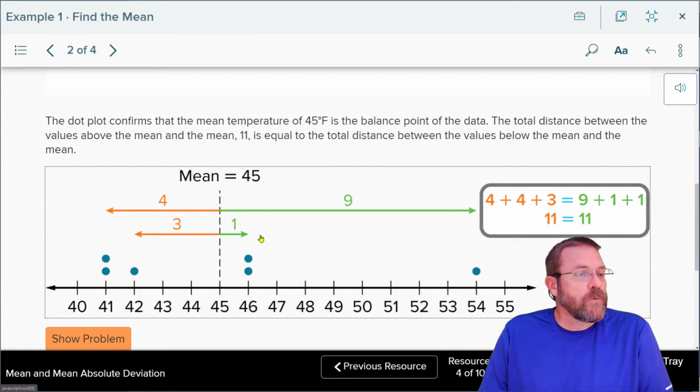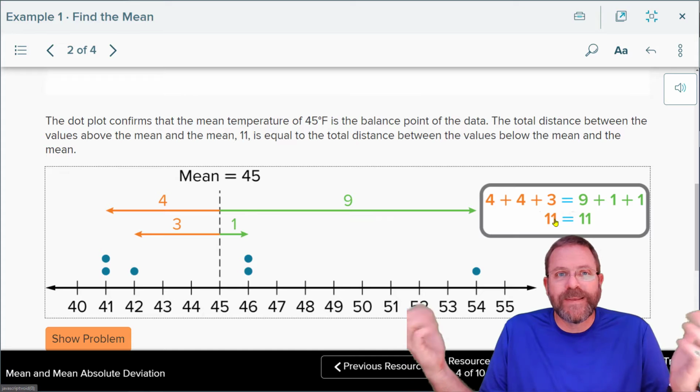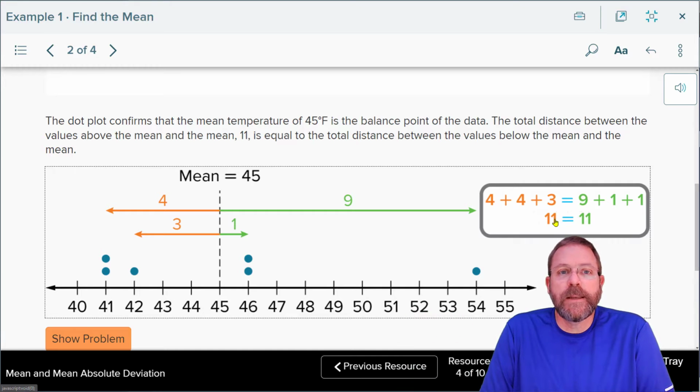And then on the other side, you have 2 points that are 1 point away from the mean, and 1 point that is 9 spaces away from the mean, and that gave you 9 plus 1 plus 1, which is also 11. That means that the data on both sides, if you add them up, are going to be the same exact distance from the mean. That tells you that the mean you selected of 45 is going to be the true mean for this problem.